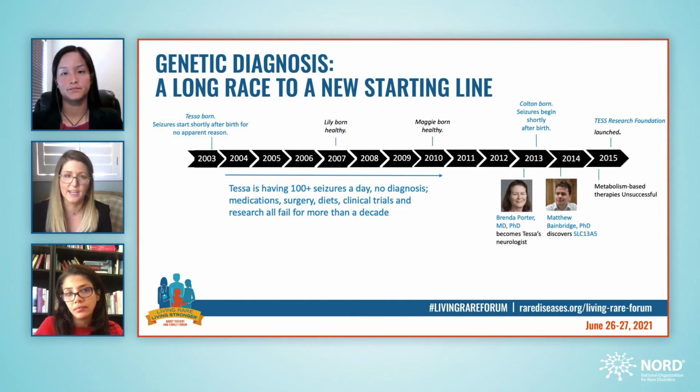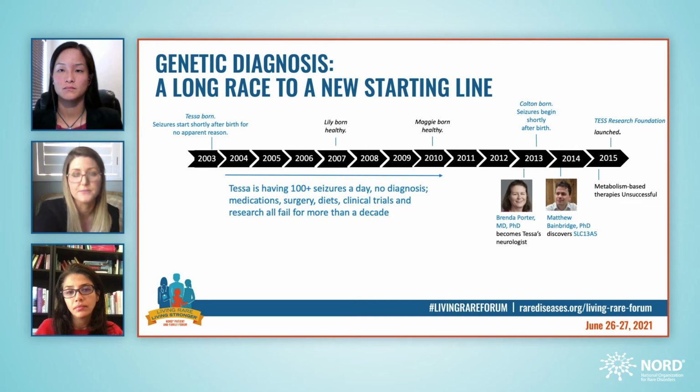Medication, surgeries, diets, and research all failed Tessa for more than a decade. She was having hundreds of seizures a day, but we had no idea why. 10 years after Tessa was born, our world came crashing down when I gave birth to our fourth child, a little boy named Colton. He seemed healthy, but just like his big sister, Colton began having seizures shortly after birth. He was only hours old, but I knew my son would never talk or dress himself.